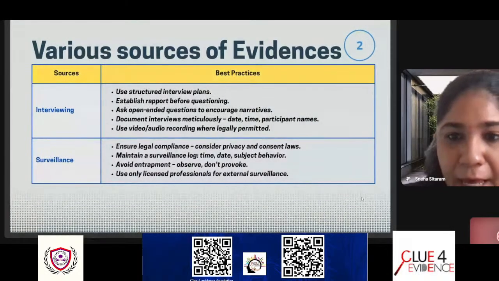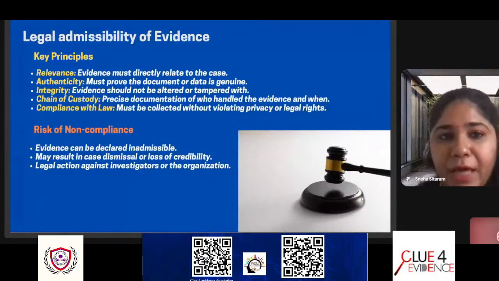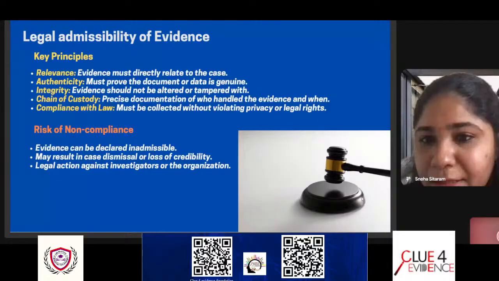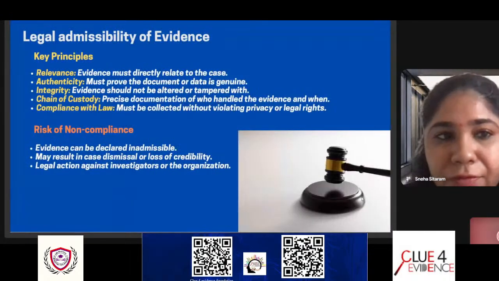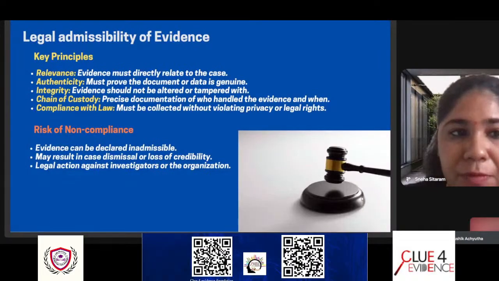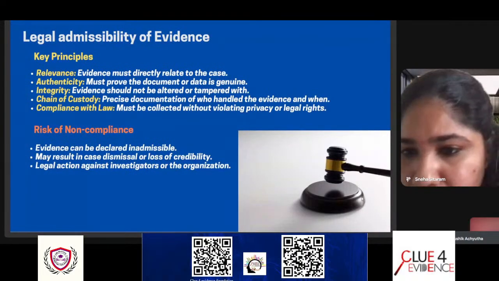Right. Any other questions? I think we are passing the timeline, but I would like to give this answer. We have spoken a lot. So, legal framework differs for investigating internal versus, okay.